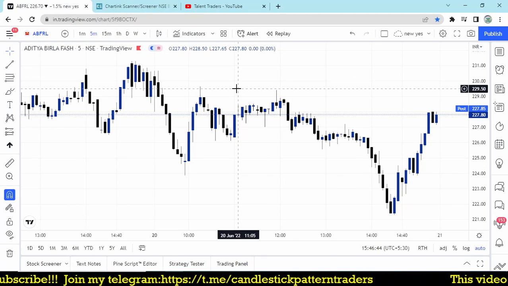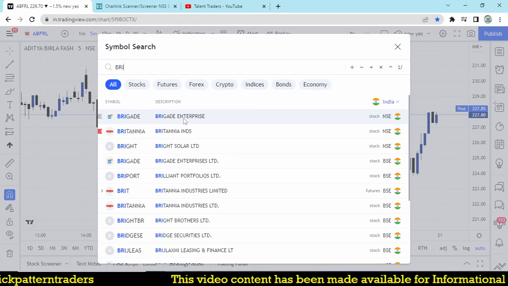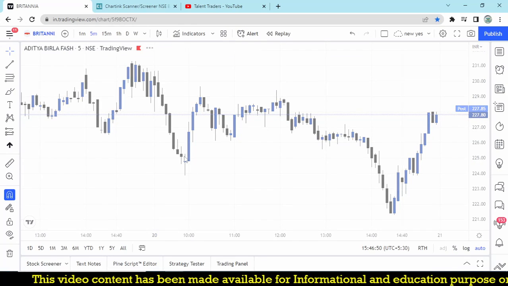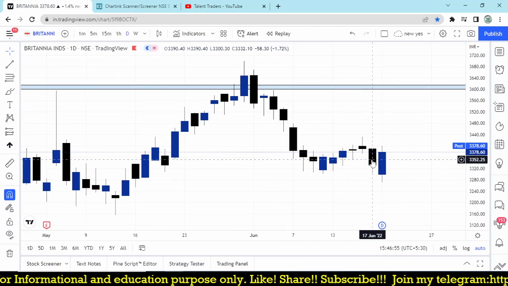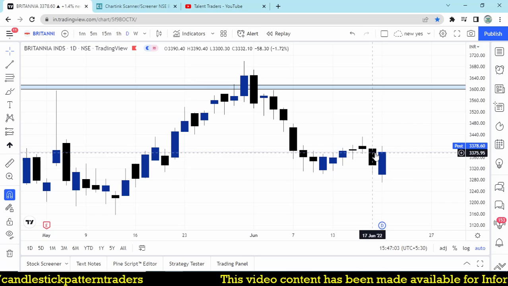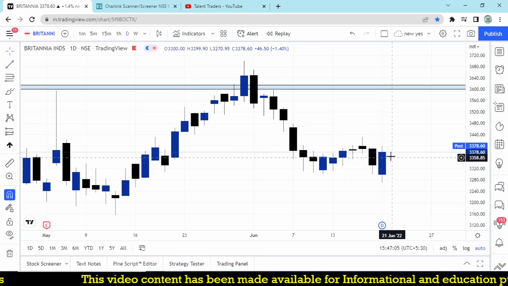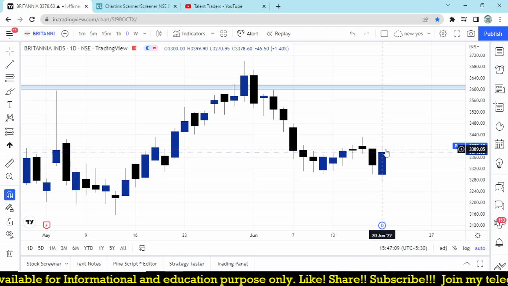And the second stock is Britannia. Let me say that Britannia is not a good liquid stock, but even though we will check out what happened in Britannia. In the daily time frame, first of all we'll check. Yesterday it was an open high at 3390.4, the exact open high. And today the market opened gap lower and started moving higher. It started at 3300, but it started moving higher.